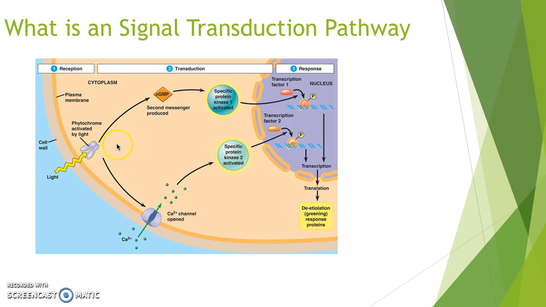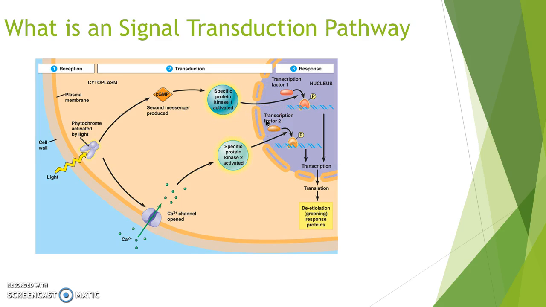Now, keep in mind there are 3 steps to a signal transduction pathway: reception, transduction, and response. Reception is what I just went over, how the receptor changed its shape and now is inside the cell. So, now it moves into transduction. 2 things can happen. 2 proteins are now activated. It is cGMP or the calcium ion channel opens. Now, when those 2 proteins are open, it's going to activate these 2 kinases that are up here.